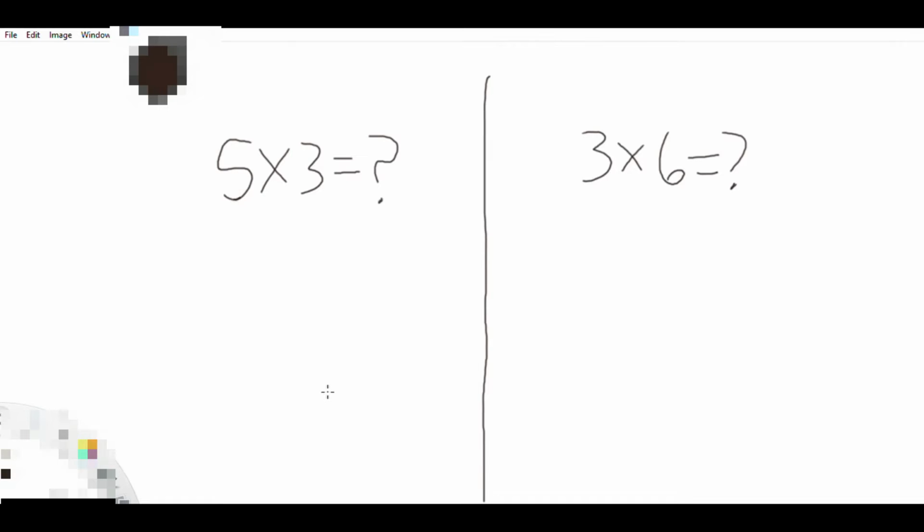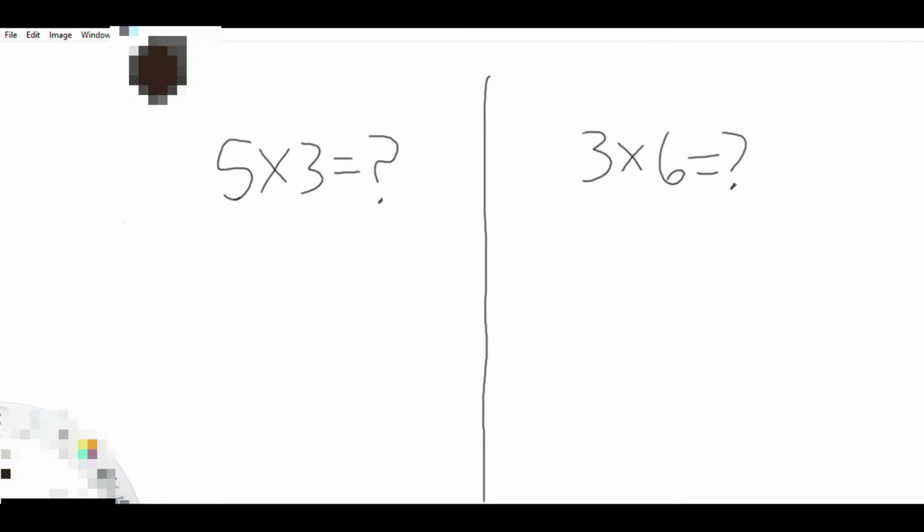So the first question: what's 5 times 3? There are many ways to solve this, and I'll show you some of them, maybe the ways that I do it and that many others do. The first way is to do an array, which is like this.